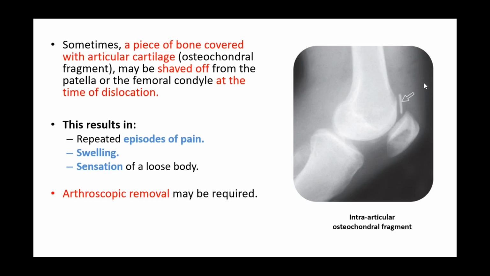Sometimes this osteochondral fragment may be shaved off either from the patella or from the femoral condyle at the time of dislocation. If this fragment is shaved off, it will result in repeated episodes of pain. The patient will complain of pain in the joint, swelling, and always gets a sensation of a loose body inside the joint. So once it is diagnosed, arthroscopic removal of this is required.